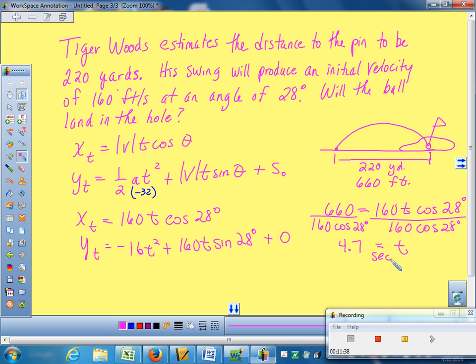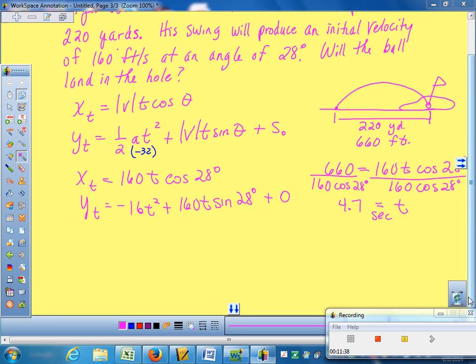Okay, if it lands in the hole, we want y to be what? 0. So we just simply then need to take that equation, our y(t) equation, and we're subbing in our 4.7 seconds that we just got for t, and you're going to solve it. So it's going to be times sine of 28. We don't have to do the plus 0. And so it will tell us how high it is at that particular moment in time.